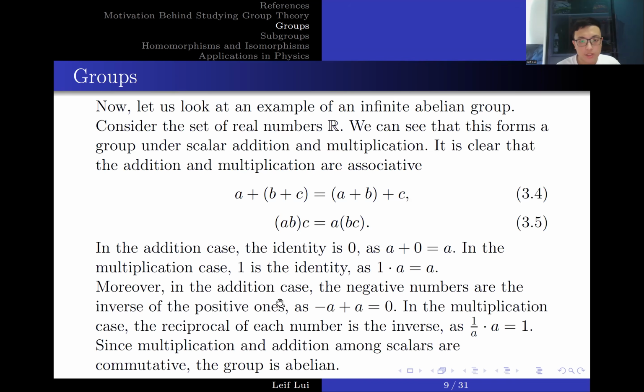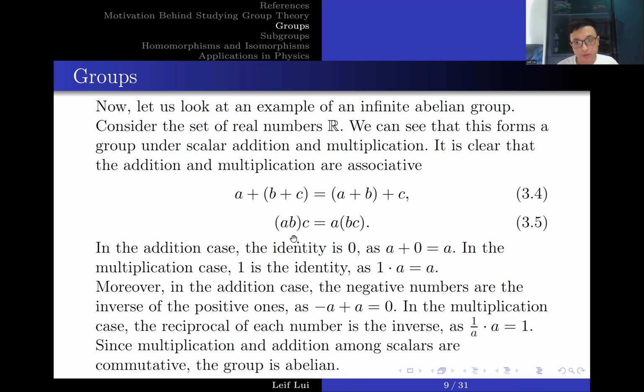We can check this property. Let's say we have 3 real numbers. Let's make it simple, 1 plus 2 plus 3. If we do 2 plus 3 first, 5 plus 1 is 6. How about this one? We do 1 plus 2 first, 1 plus 2 is 3, 3 plus 3 is 6. So this would yield exactly the same result. Therefore, they're associative.